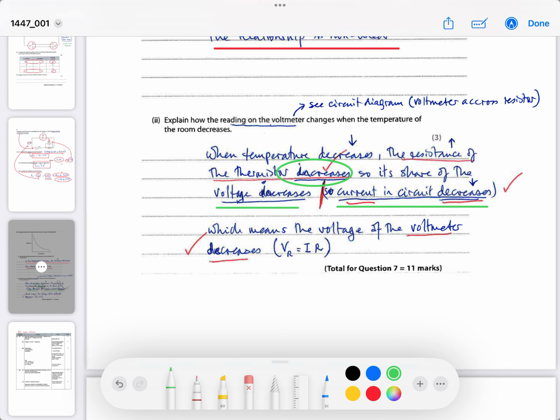colder, the total resistance of the circuit will also increase. Therefore, if the total resistance in the circuit increases, the current in the circuit will be reduced. Okay, which means the voltage on the voltmeter will also decrease if the current is decreased. Yeah, so they want you to have the underlined bits that I've put where the ticks are. Okay. So hope that makes sense.